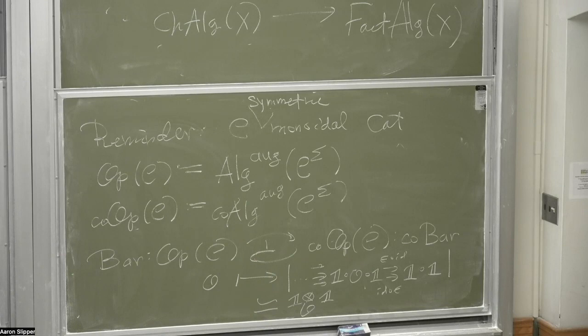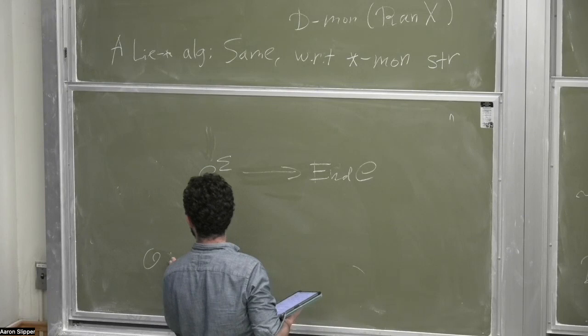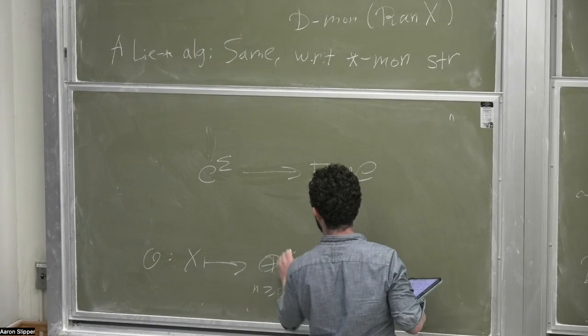And then, given an operad, so even given a symmetric sequence, we can construct an endomorphism of C in such a way that basically the definition. So if I have a symmetric sequence O, it will send X to the direct sum over all n of O(n) tensor X to the n, and then coinvariants with respect to the symmetric group.